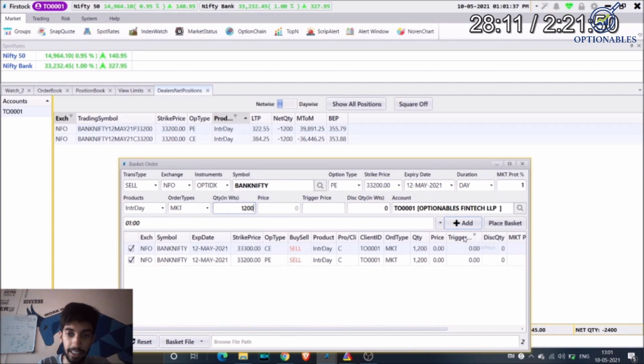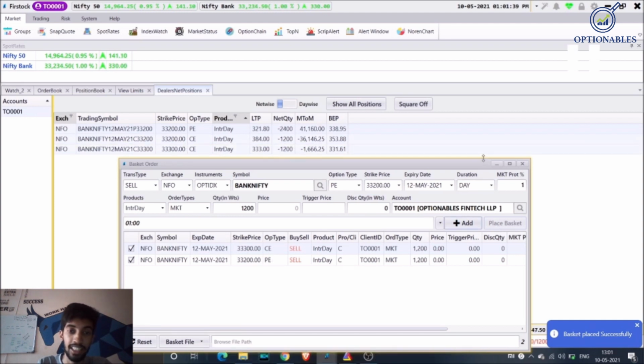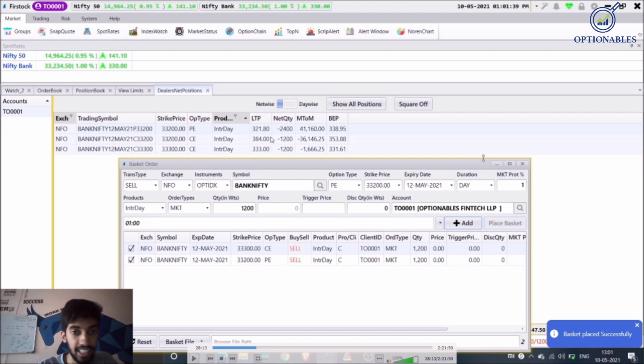Let me just show that to you. I have shorted 33,200 puts and 33,300 calls. When it gets added, you can see the puts are almost trading at 320 rupees and the calls are trading at 333 rupees. So almost they both have matched.